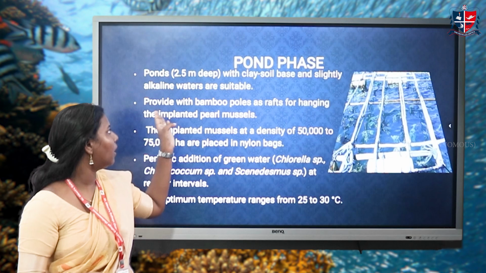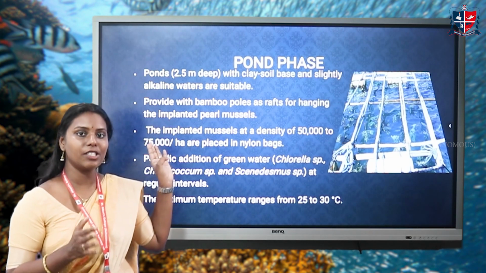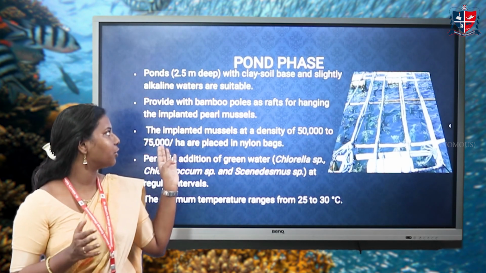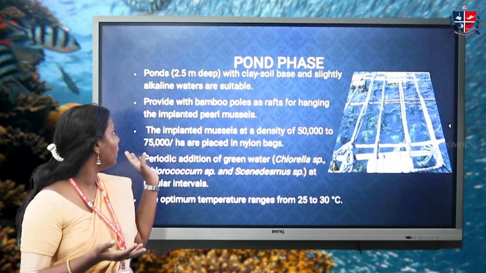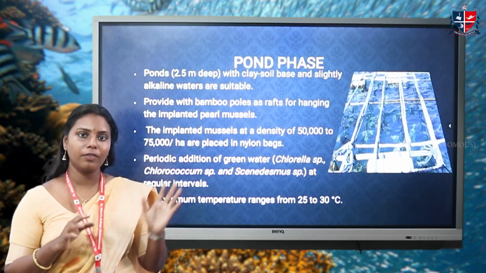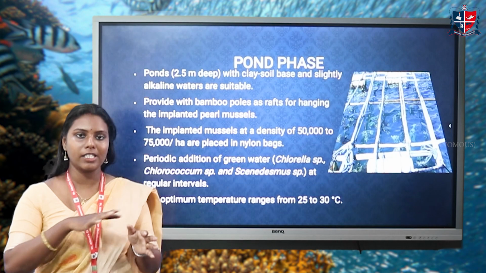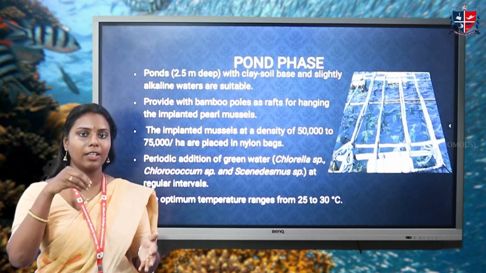Usually we should take a pond which is at least 2.5 meters deep, and it should have a bottom of clay soil. And then we provide a bamboo raft for hanging the mussels, as a substratum for hanging them.